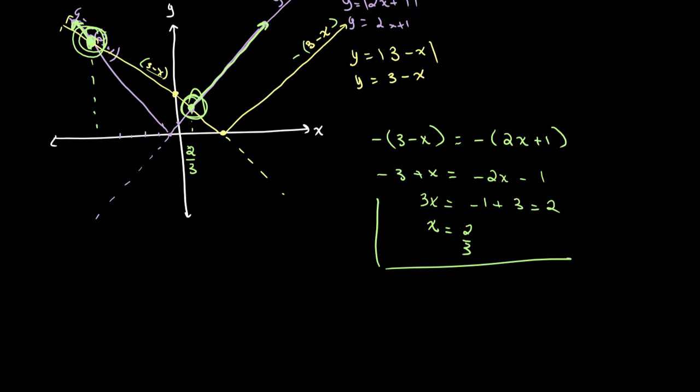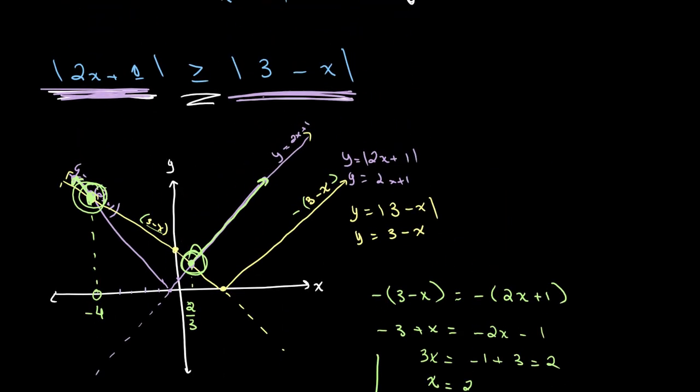So now let's see where the lines 3 minus x and negative 2x plus 1 intersect. So we get 3 minus x is equal to negative 2x minus 1. This gives us x is equal to minus 1 minus 3, which is equal to negative 4. So this value right here is negative 4. And remember, right now we're trying to find all of the points where the absolute value of 2x plus 1 is greater than the absolute value of 3 minus x.